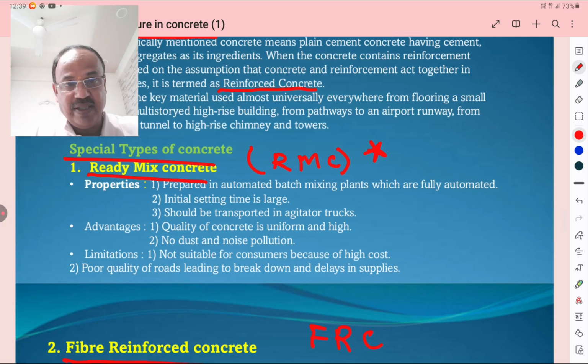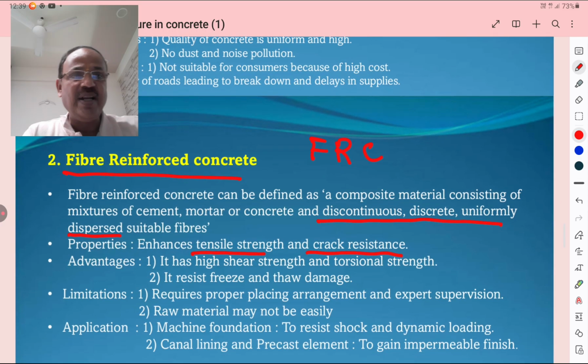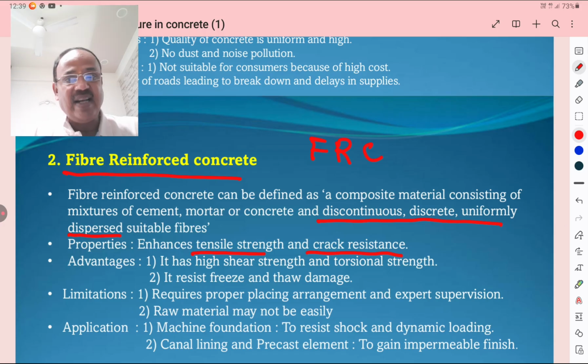That means continuous supply of RMC is needed. Fiber reinforced concrete, which is termed as FRC. Fiber reinforced concrete can be defined as a composite material consisting of mixtures of cement, mortar or concrete and discontinuous, discrete, uniformly dispersed suitable fibers. That means fibers are added into it. How? Discontinuous, discrete and uniformly dispersed. What are the properties? It enhances the tensile strength and crack resistance.